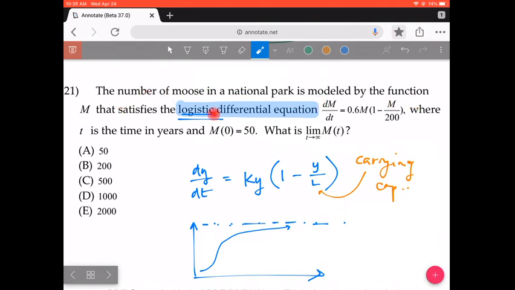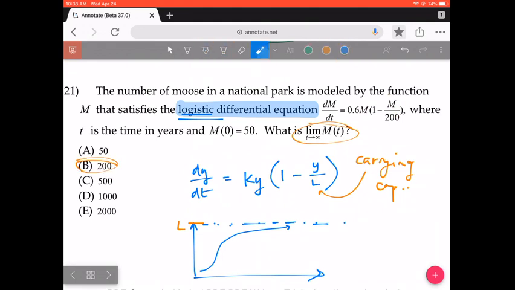It has to be 1 minus y over L, and then k times y in front. If there is some other number up here, you need to manipulate this to make it be 1 minus y over whatever this value is. So this L is a carrying capacity. And if you think about the context of this question, it's talking about the moose in a National Park modeled by this function. The carrying capacity is the maximum value the moose population could reach. So in general, that value L is this horizontal asymptote.